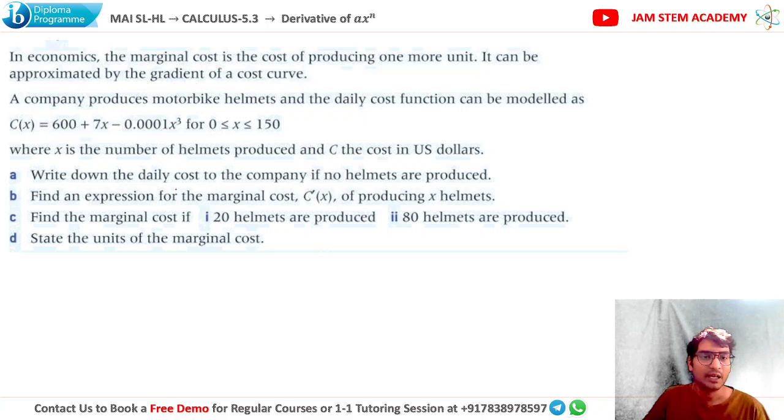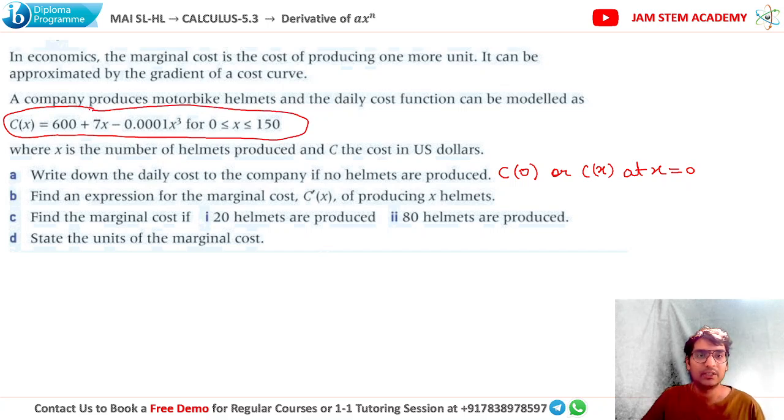First part says write down the daily cost to the company if no helmets are produced. What does that mean? It means they want us to find the value of cost when x equals 0. So can I say it is C of 0? Or you can also call it C of x when x equals 0. So simply substitute x equals 0 here and get your answer. That gives you 600 plus 0 minus 0, directly 600 is the answer.